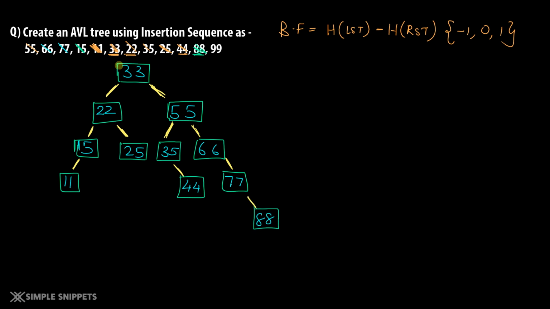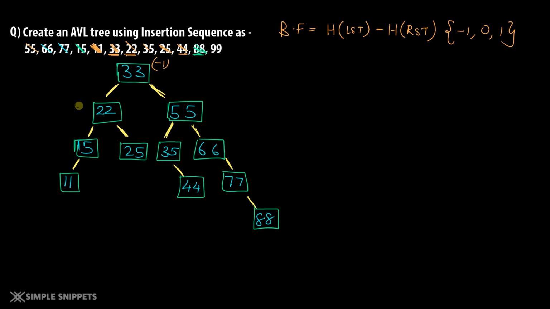Are things balanced? Let's calculate. After every insertion, you have to calculate the balance factor. Don't skip this step. So for the root node, what is the left subtree? This is the left subtree. The height is 2. Minus what is the right subtree? This is the right subtree. The height is the longest path from 55 to 88, which is 3. So 2 minus 3, we have minus 1.